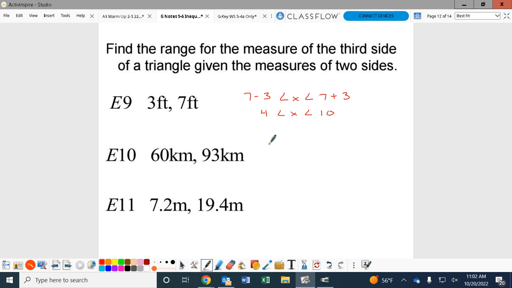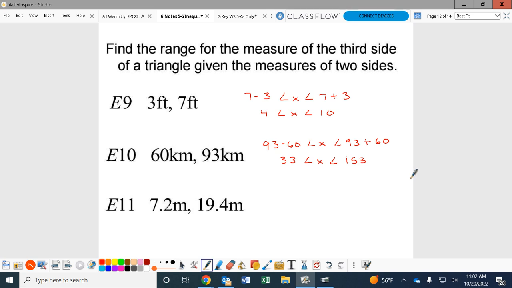Alright, it's going to be subtract 93 minus 60 is less than x is less than add the two numbers 93 plus 60. Okay, guys, 93 minus 60 would be 33 is less than x. What's it get when you add them? 153. There we go.